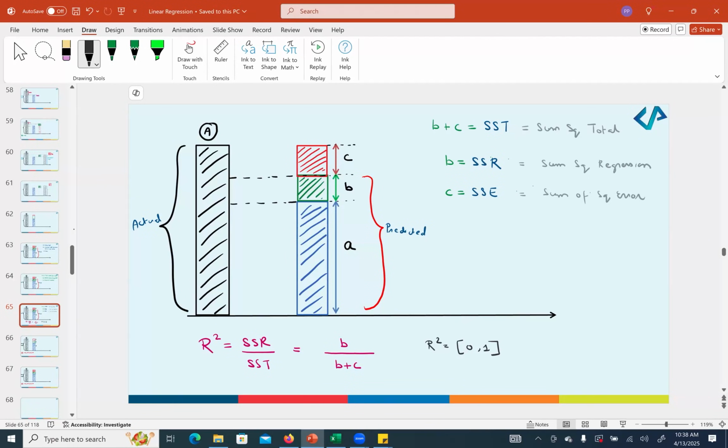If R square is 0, what is the meaning of that? That the model is 100% accurate? No, if R square is 0, the model is not accurate. 0 means it is bad. It means that the B part is 0. What is B? B is the variation explained by the model out of the total variation that existed in the data. So if R square is 0, that means B is 0. It means that the model is not explaining any variation in my data.